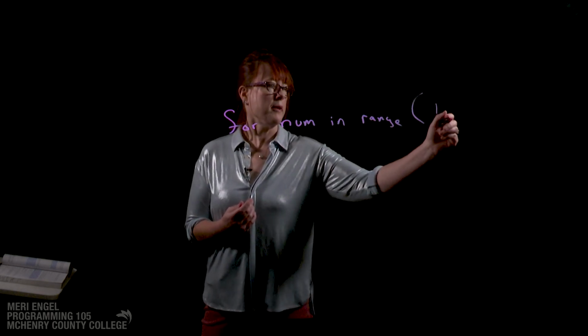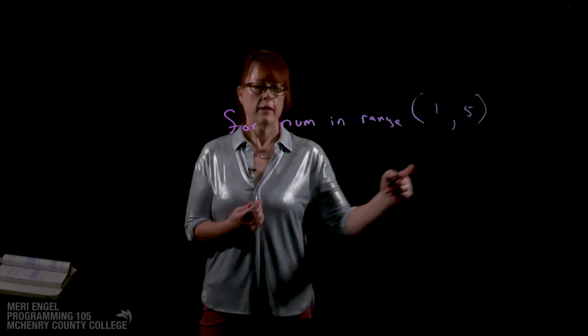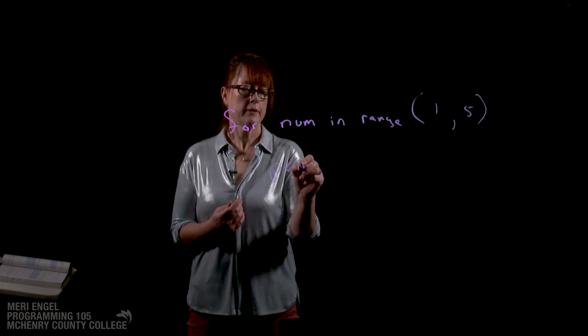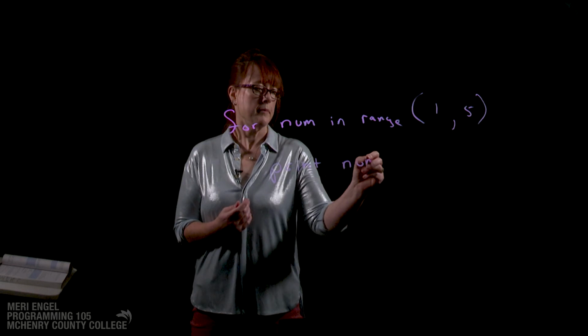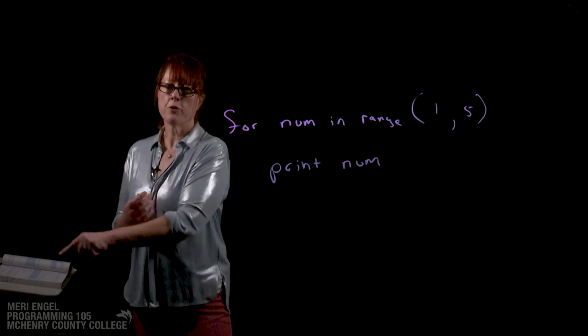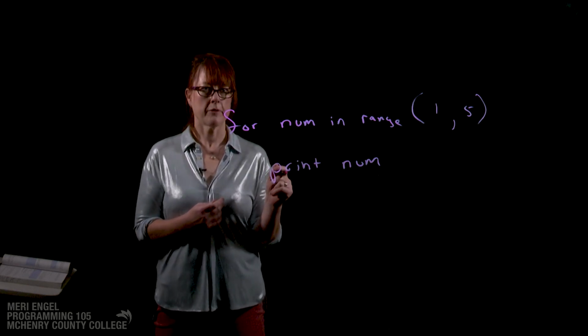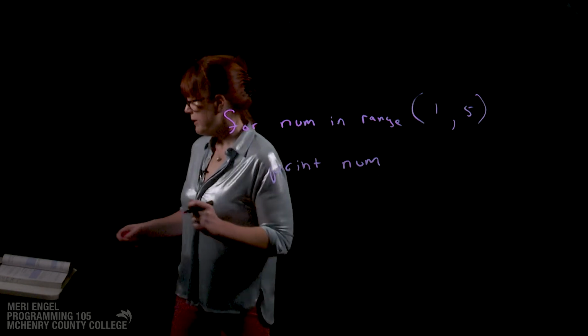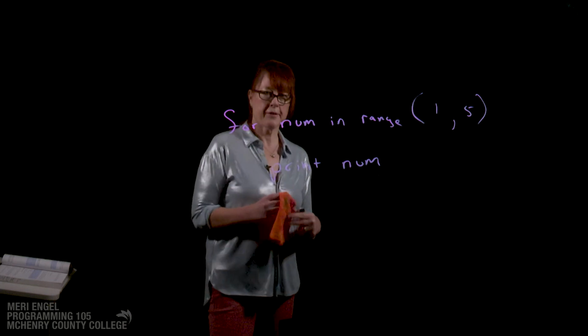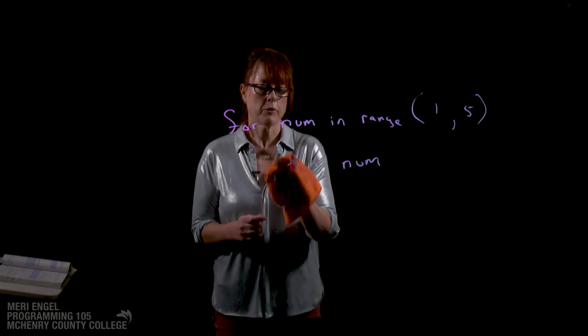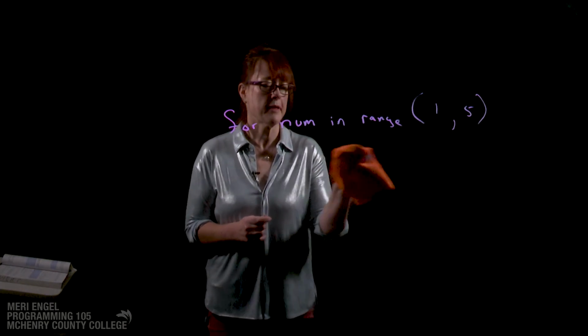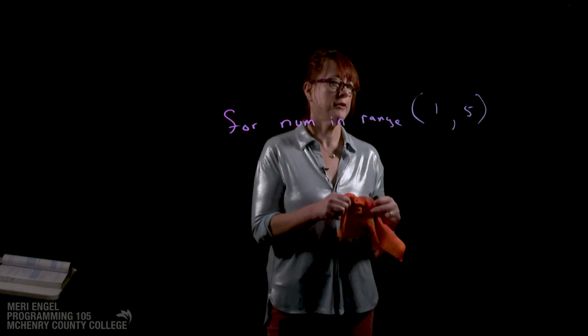So we can do for num in range 1, 5, and then print num, and it should give 1, 2, 3, 4, 5. But one of the nice things about doing it this way, we can also use variables. So let's say we wanted to create exponents. We wanted to square numbers by making them times themselves and put it on the screen.